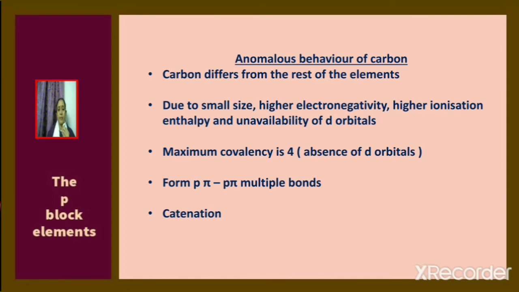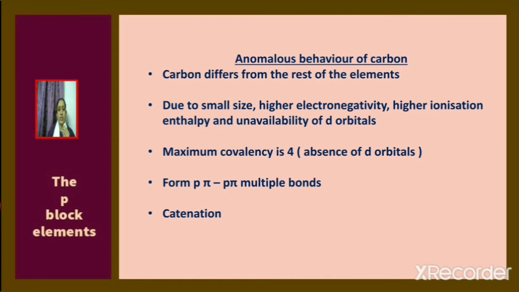Carbon can form p-pi multiple bonds. For example, consider an alkene, that is ethene. In ethene, there is a carbon-carbon double bond and the double bond is made up of 1 sigma bond and 1 pi bond. Now, how is the pi bond formed between the 2 carbon atoms? By the sideways overlap of the p orbitals of both the carbon atoms. So, carbon can form p-pi multiple bonds.